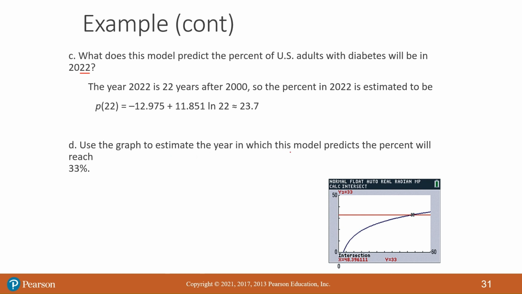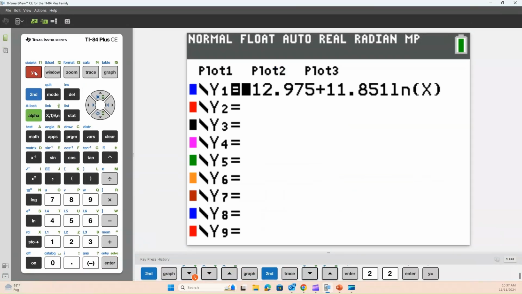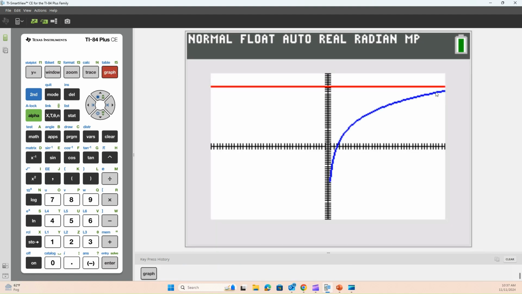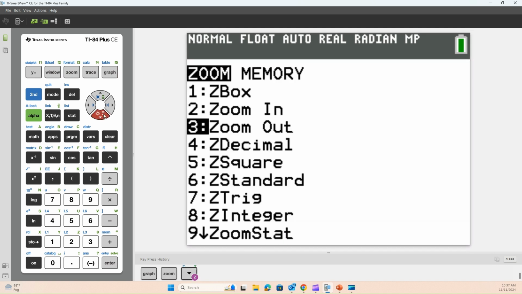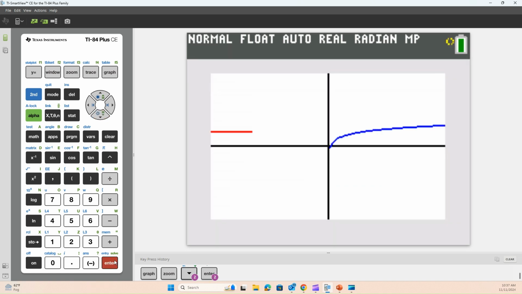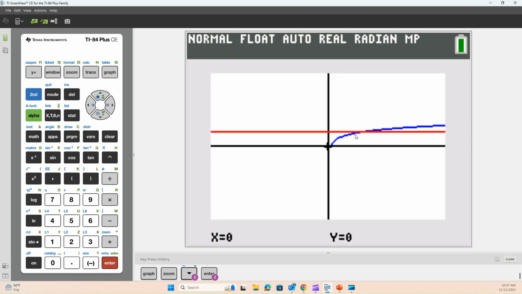Now let's use the graph to estimate the year in which the model predicts the percent will reach 33%. So back to the graph. We want the model to reach 33%, so we want y2 to be 33. If I graph that, I need to be able to see where they intersect. Here I can't quite see where they intersect on my graph, so I need to zoom out until I can. I zoomed out one more time. Now I can see where they intersect.